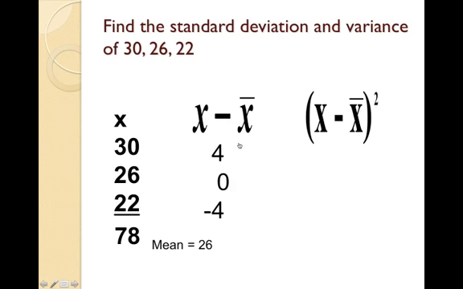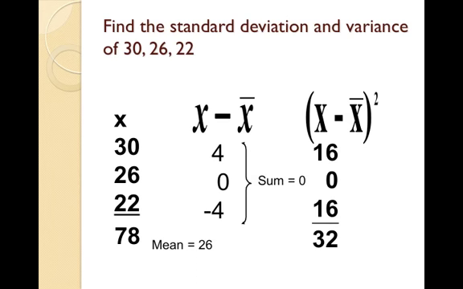For this column, we just take each of these values and we square them. Oh, before we do that, please note if we add all these up, the sum is 0. That's always going to be the case. That's why we have to go over here and do this step. 4 squared is 16. 0 squared is 0. Negative 4 squared is 16 because you would do negative 4 times negative 4. We add all that up and we get 32.